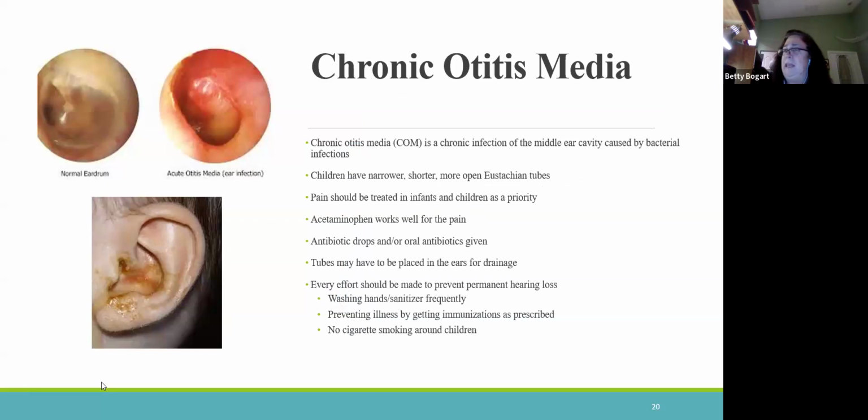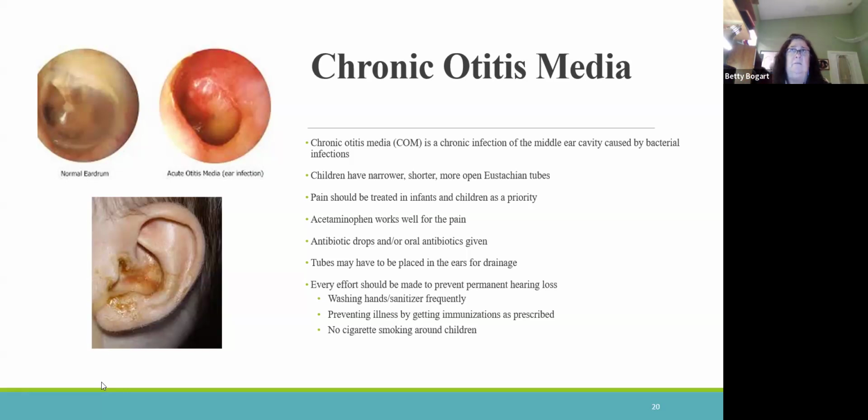Otitis media, middle ear. Sometimes it can even perforate and it can look like stuff coming out of the ear. Remember, children have narrow, short, open eustachian tubes. Mucus goes down the nose, up into the ears. Acetaminophen is great for pain. We use antibiotic drops and oral antibiotics. And then if it's chronic, we're going to get tubes put in there.